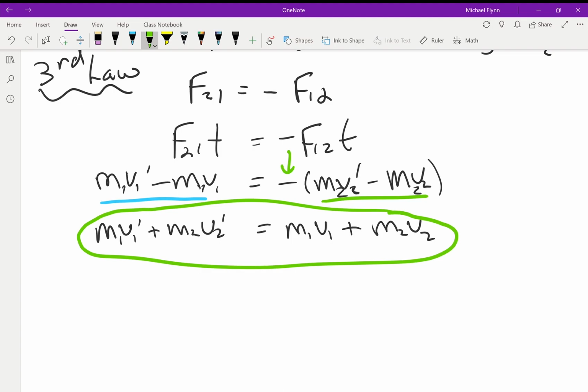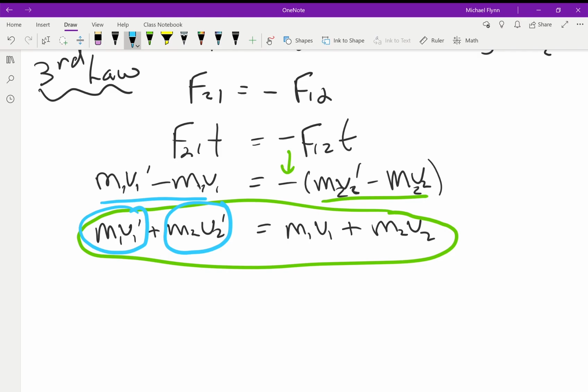What is this telling us? Well, the final momentum of the first mass is this expression right here. That's its final momentum. And the final momentum of mass 2 is this guy right here. Well, the sum of those two things, so this is the final momentum of mass 1 and the final momentum of mass 2, they add up to the initial momentum of mass 1 plus the initial momentum of mass 2.